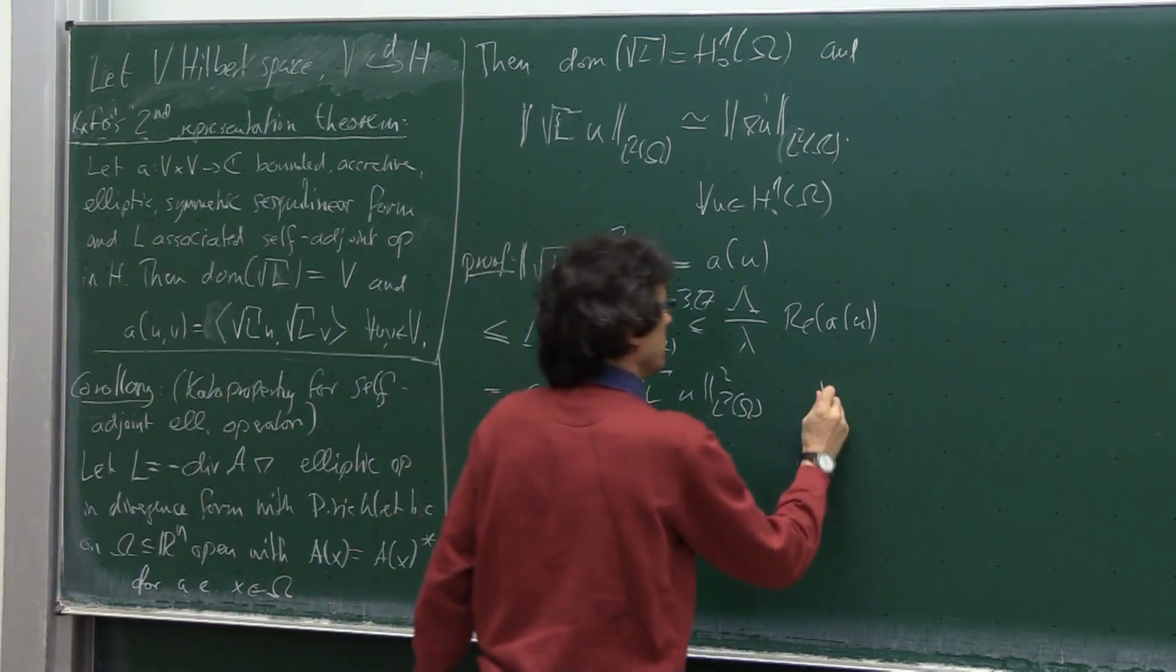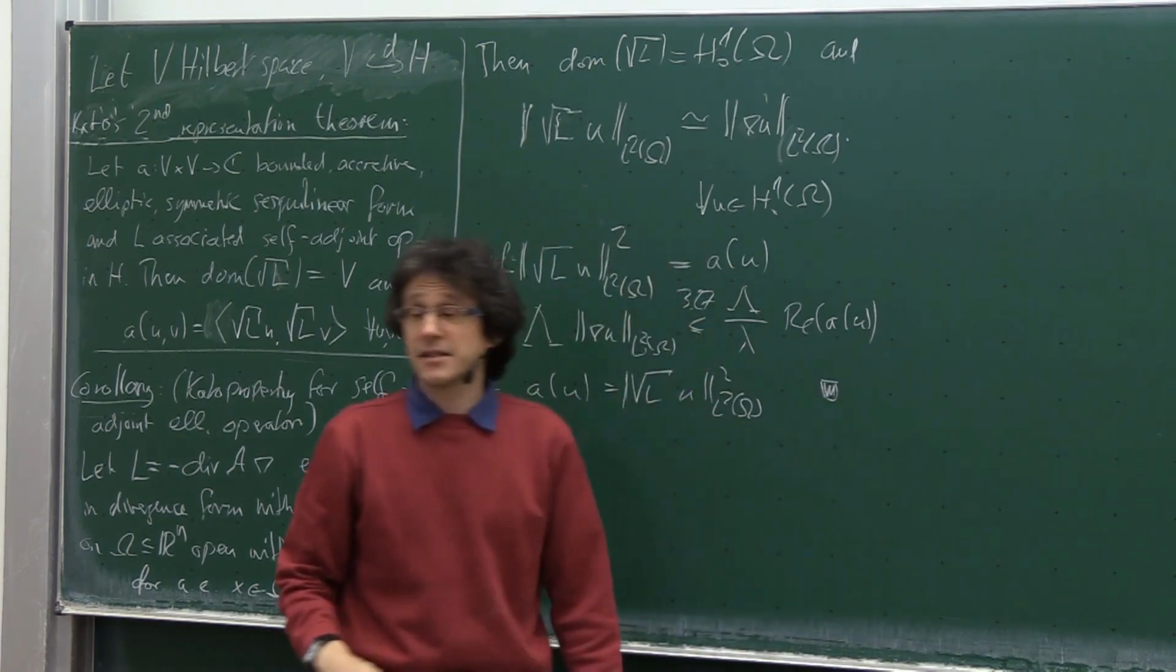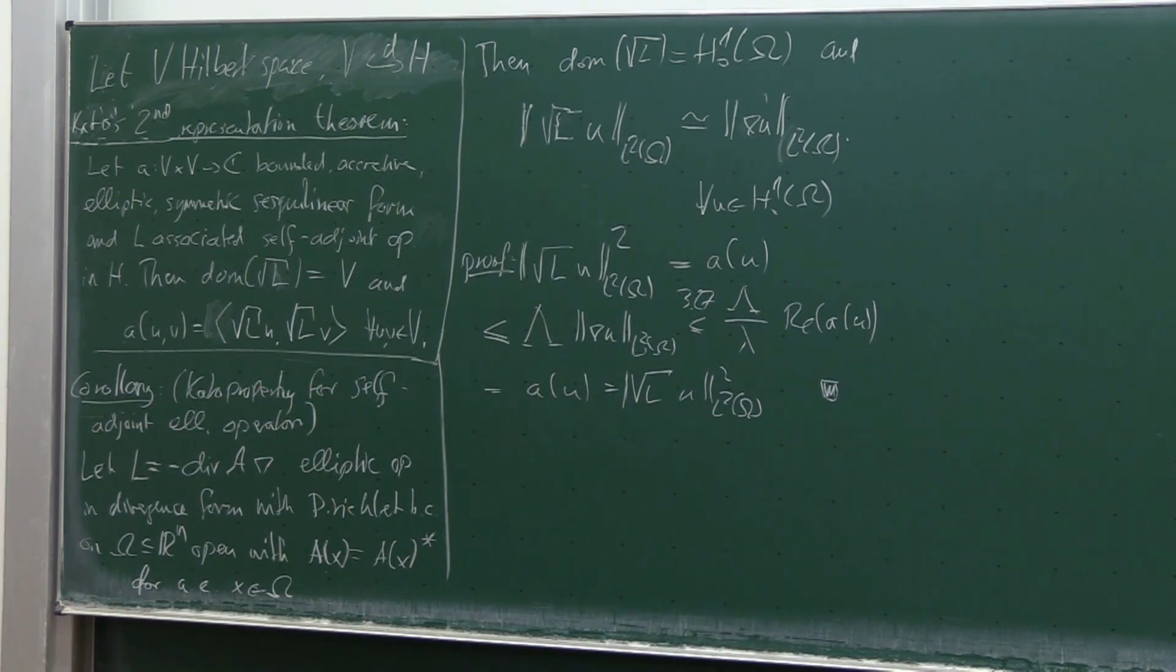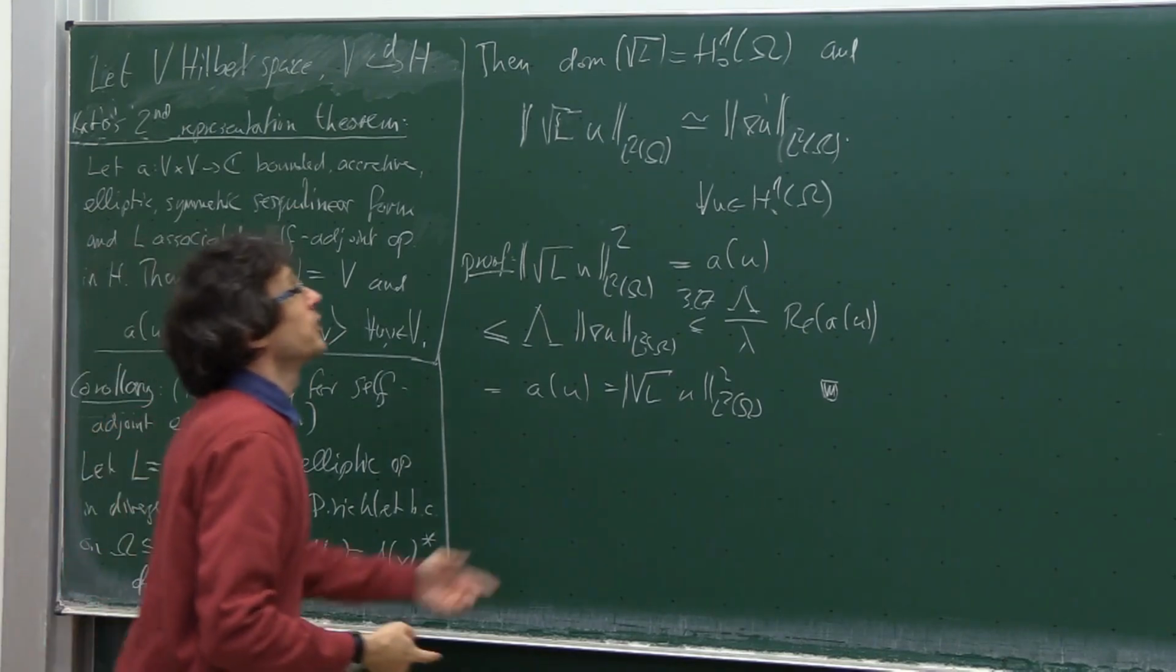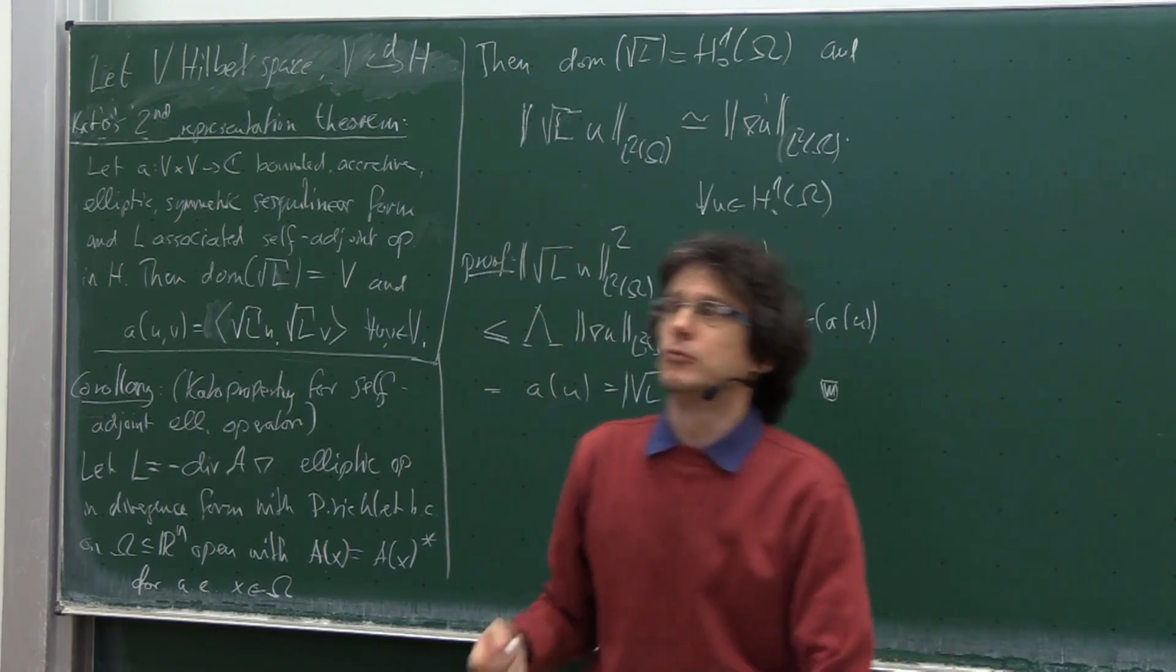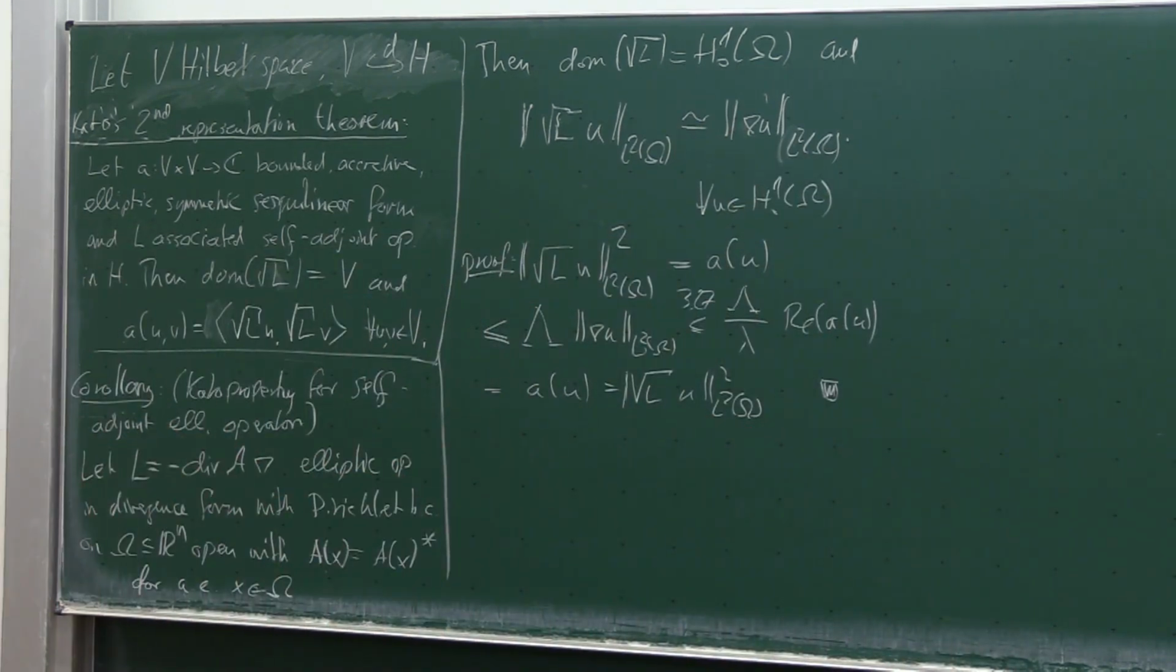Okay, now I said this is a remarkable result, and you can say why. It seems natural: if L is a second order differential operator, then its square root should behave like a gradient. Why is this remarkable?